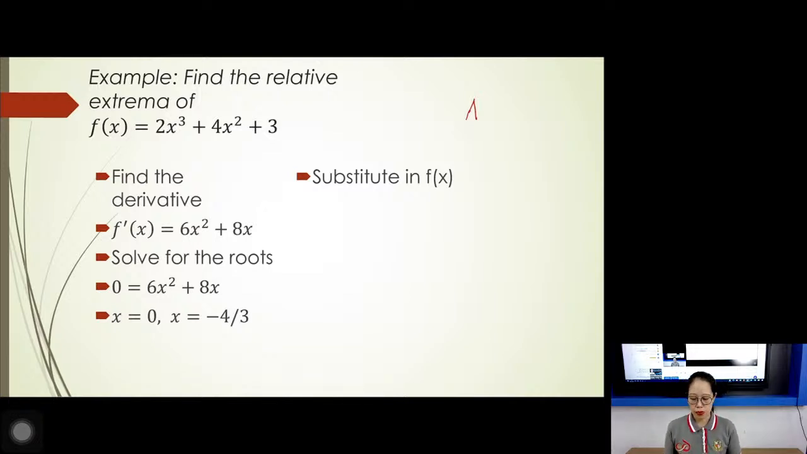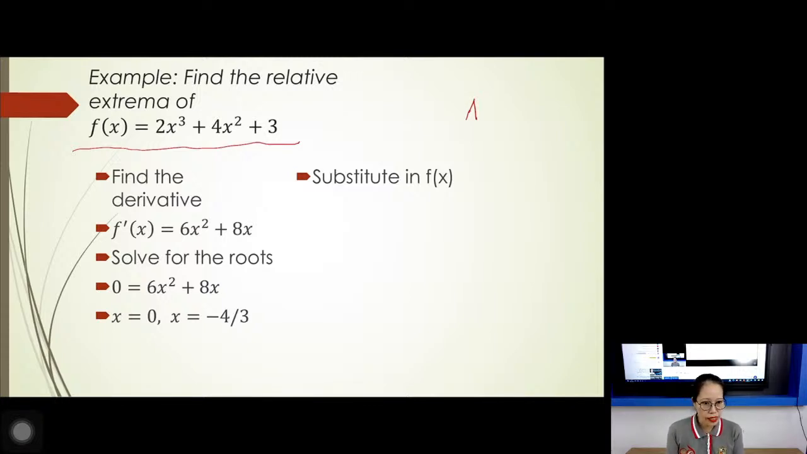Step number 3 is we're going to substitute the values of x we got into our function itself. Okay, what is our function? Of course, we have f of x is equal to 2x cubed plus 4x squared plus 3. So go on and substitute the values of our roots, or of our x, into our function and give me what you got. So if x is equal to 0, what would be the function of x? Okay, very good. If x equals 0, we have that already.